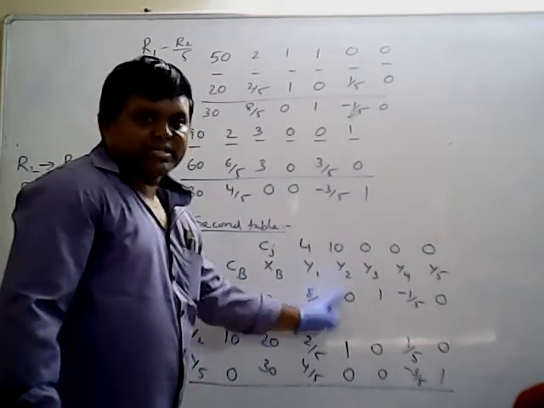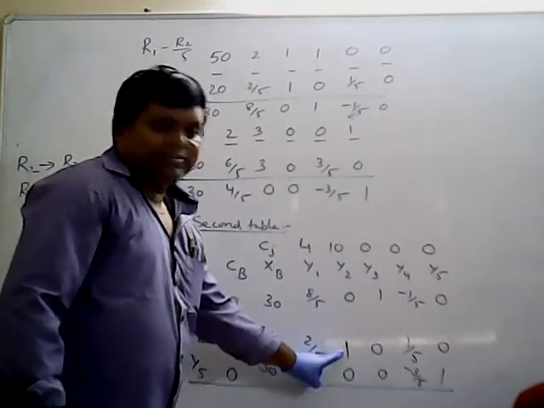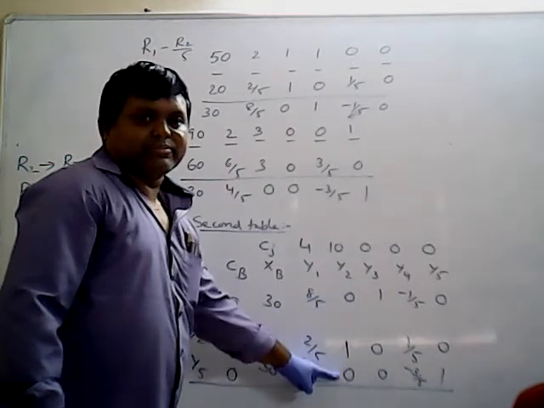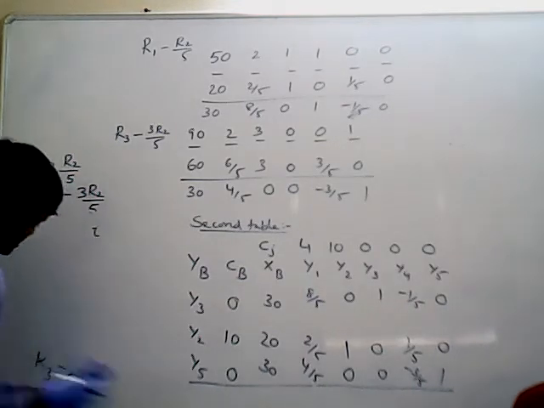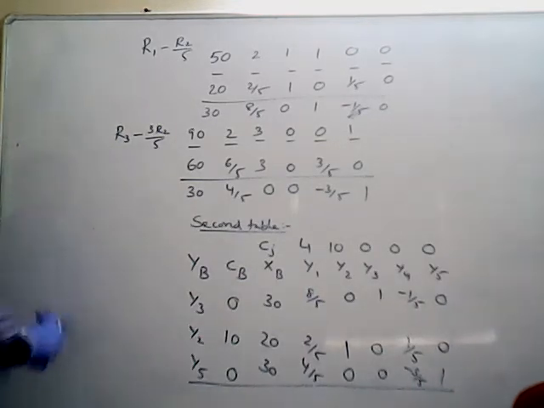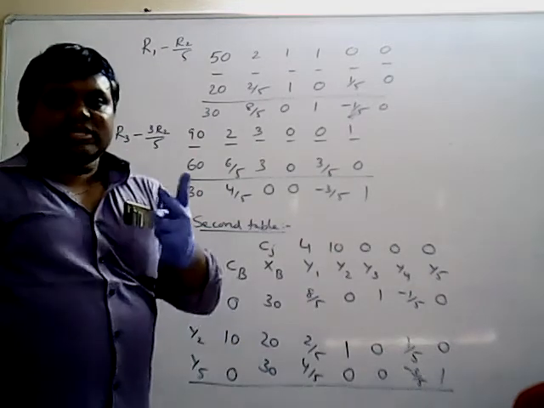Actually Y2 enters. So see the Y2 column. The key element is 1 and the other elements become 0. I have performed matrix row operations.